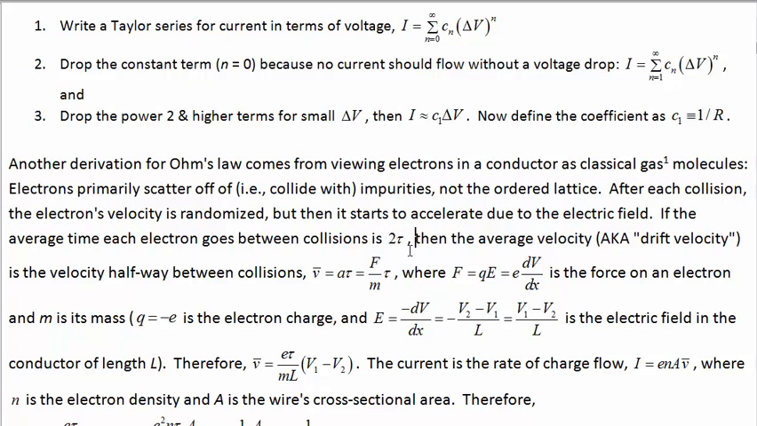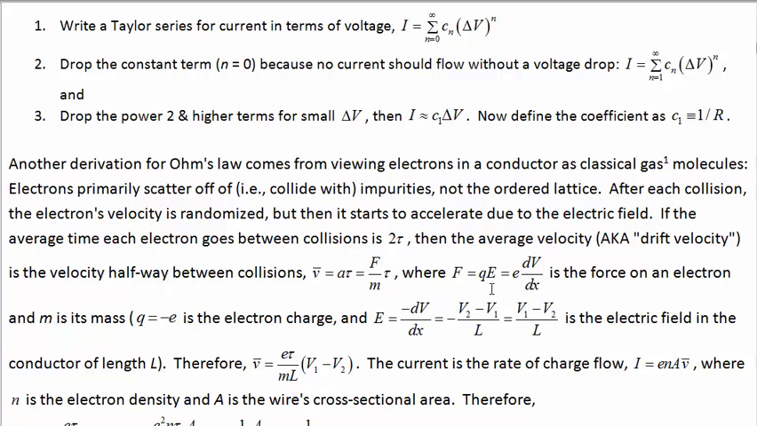Okay, so the average time an electron has gone since its last collision is 1 tau, which means you can get that the average speed, the speed halfway between collisions, would be a times tau, so proportional to tau, where a is the acceleration, force over mass. The force is the charge times the electric field, and you know the electric field is the spatial derivative of the electric potential.